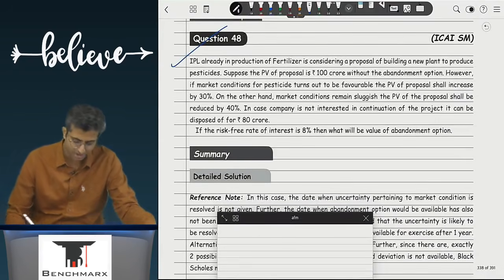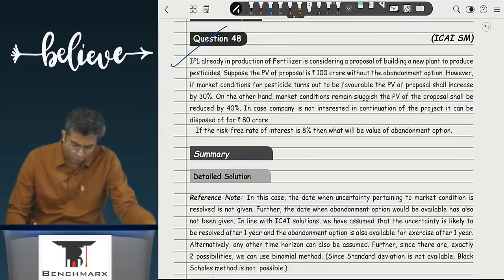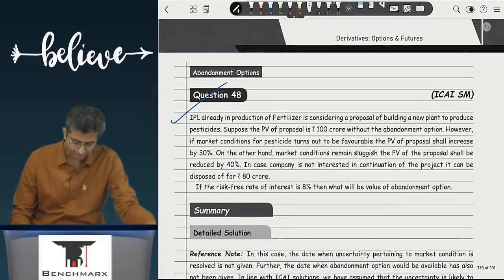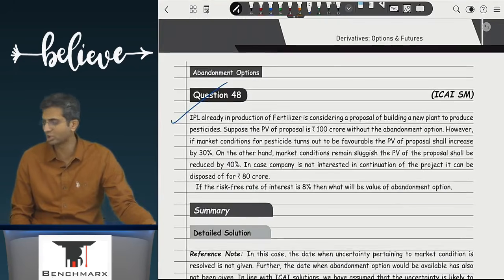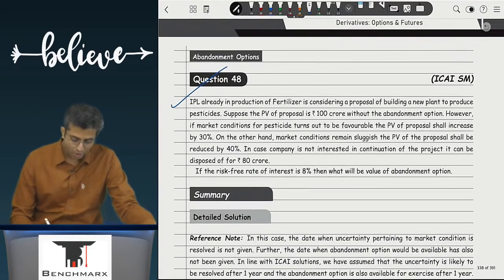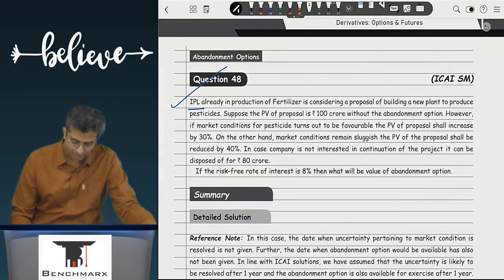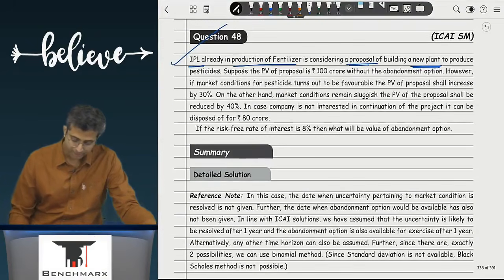So we'll go to question number 48. Go to question number 48, page number 744. You can focus on your screens if you don't have volume 2 handy. So question 48, IPL Limited, please pay attention. So a tricky question, sir. IPL Limited is already in the production of fertilizers, is considering a proposal of building a new plant to produce pesticides. Okay.